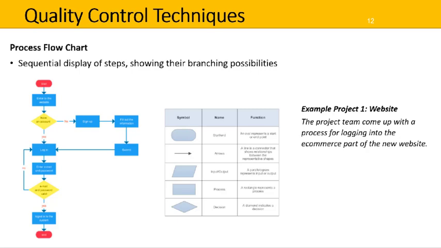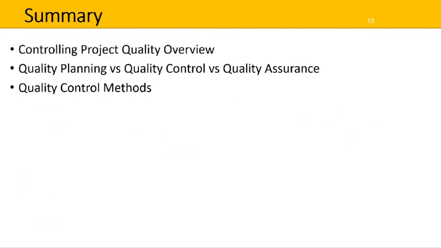To produce a flowchart, you can use different Microsoft tools. So Visio, Microsoft Word, PowerPoint, and Excel all have the capability to create flowcharts. And that's the end of this video. So you should now have a much better understanding of controlling project quality. You should understand what it's about, the differences between quality planning, quality control, and quality assurance, and know more about quality control methods.